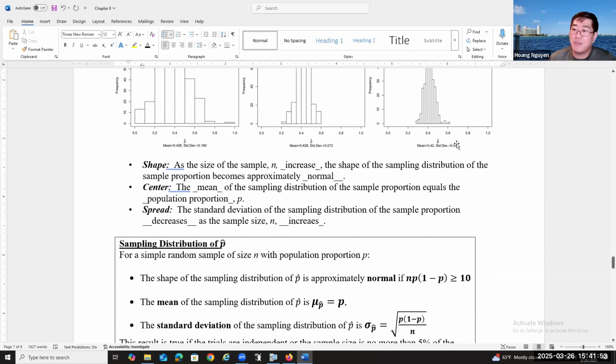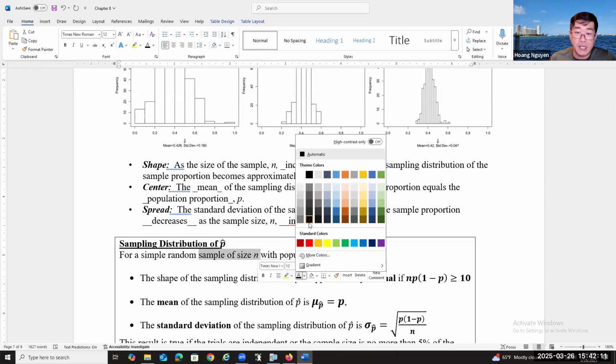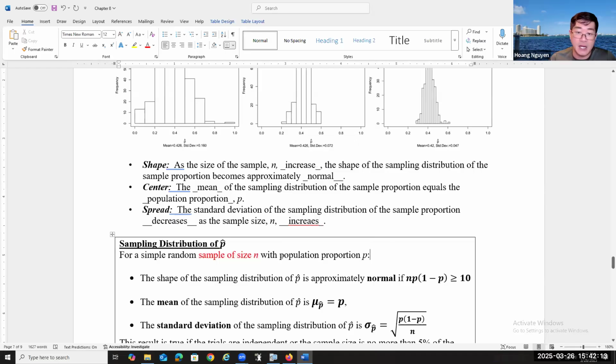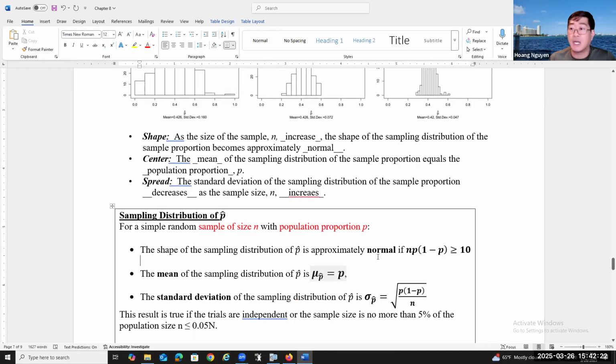Okay. Let's take a look at the summary there. So the sampling distribution for the sample proportion p hat. So for a simple random sample of size n with the population proportion p, we have the sample size n and the population proportion p. Now, the shape of the sampling distribution of p hat is approximately normal if this condition is true: when you take the sample size times the population proportion times 1 minus the population proportion p, if that product is more than or equal to 10.